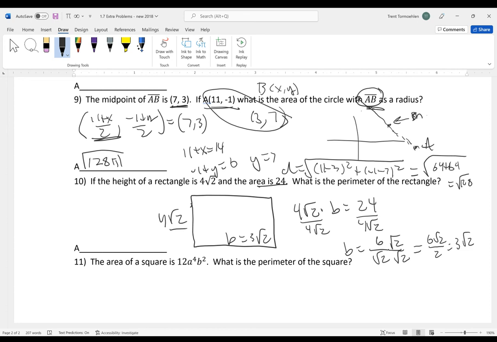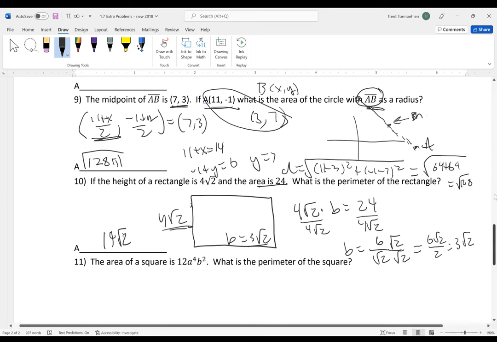And so that means that our perimeter is just going to be 4 root 2 times 2 plus 3 root 2 times 2, which is 8 root 2 plus 6 root 2. And so that turns out to be 14 square root of 2. And so the perimeter there is 14 square root of 2.